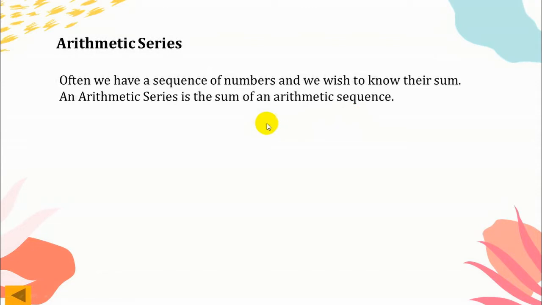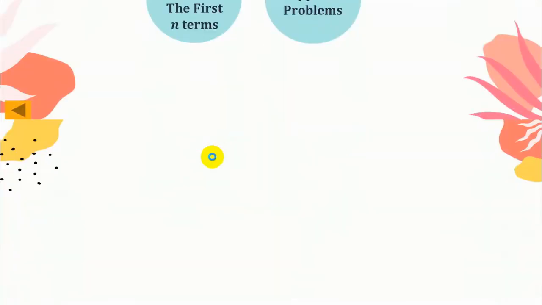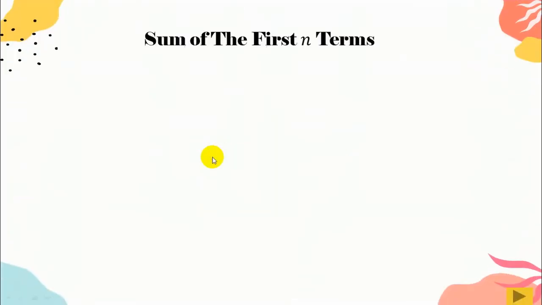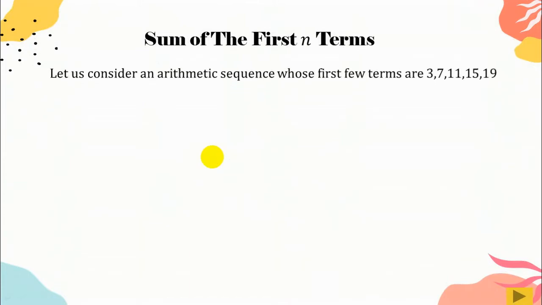In arithmetic series, we divide it into two parts: the first is about the sum of the first n terms, and the second is about applied problems. So now we will talk about the sum of the first n terms. Let us consider an arithmetic sequence whose first few terms are: the first term is 3, the second term is 7, the third term is 11, the fourth term is 15, and the fifth term is 19.